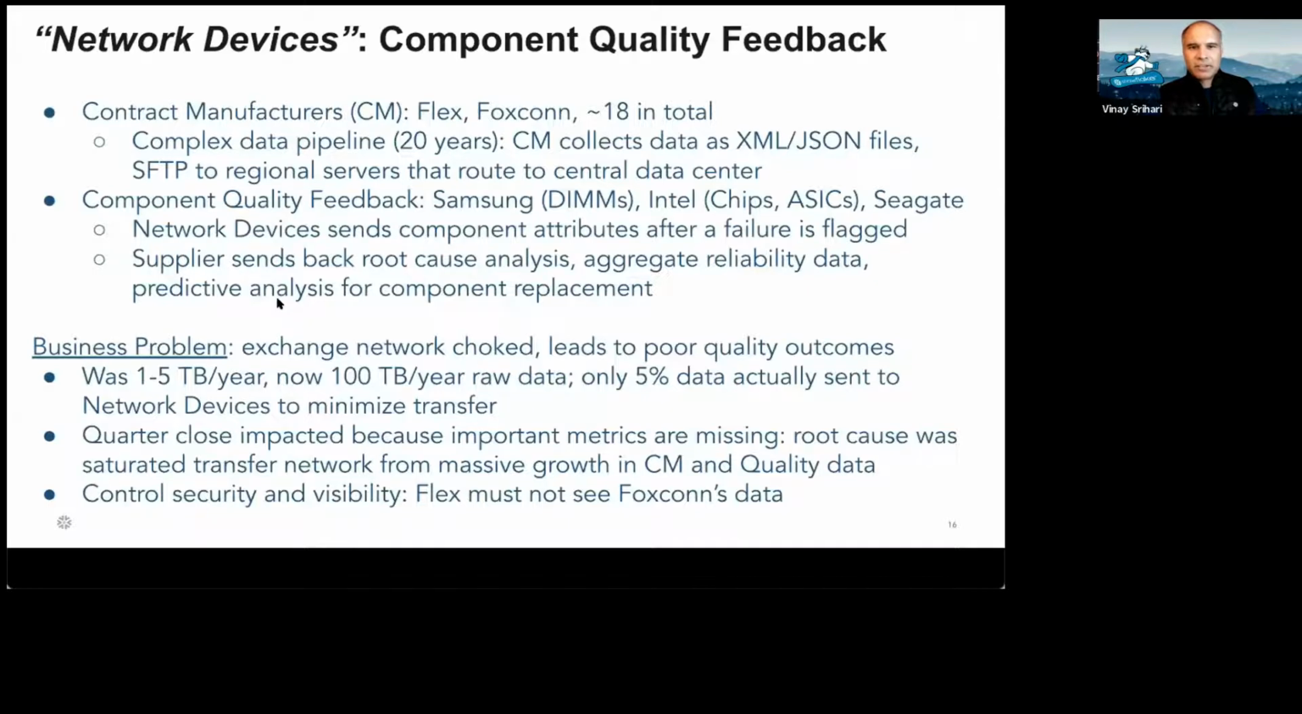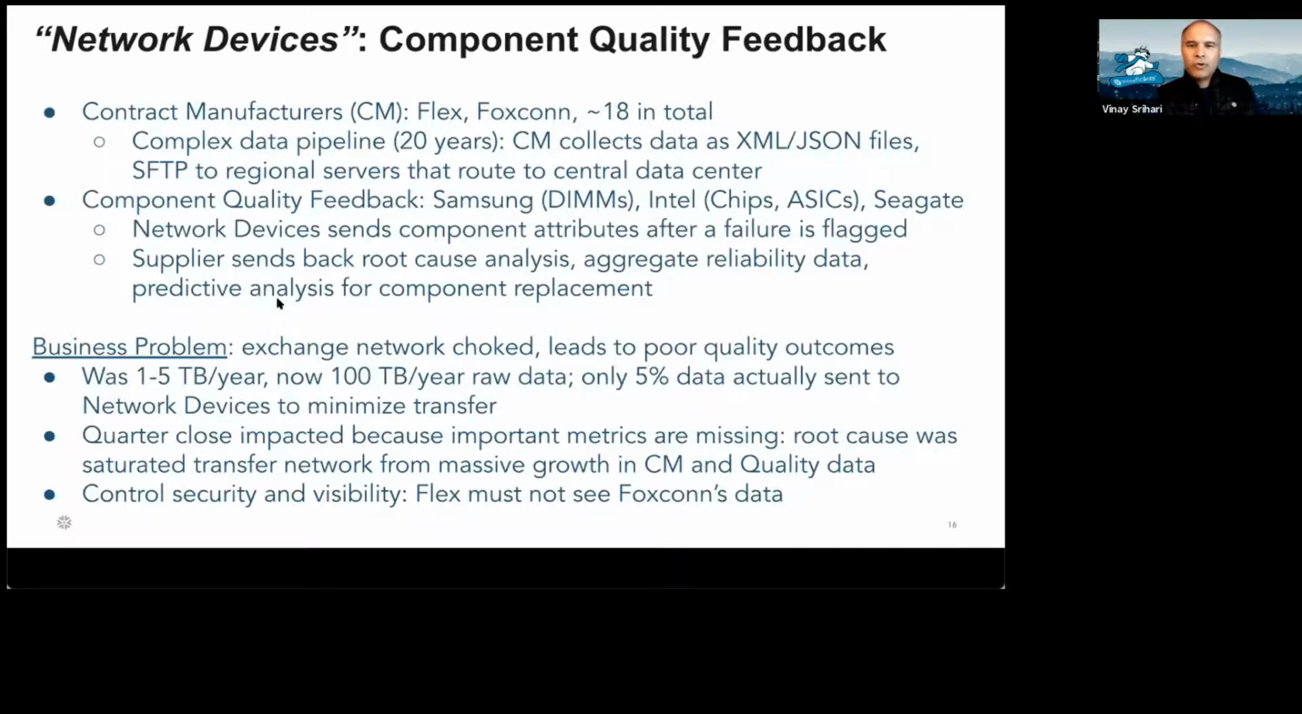So there was a complex data gathering mechanism from all of the actual manufacturing pipelines, and then sending that to the company. And then network devices themselves had their own devices. So they had DIMMs from Samsung, chips and ASICs from Intel, Seagate storage devices, all generating temperature data, sort of, were they running within spec, were they out of spec.